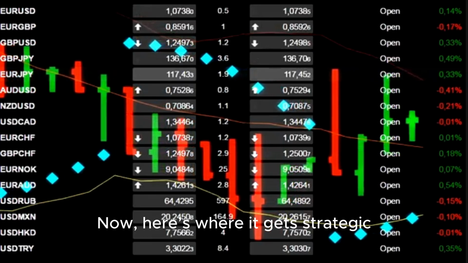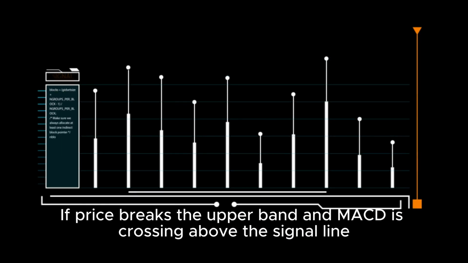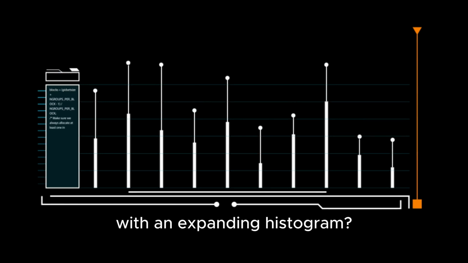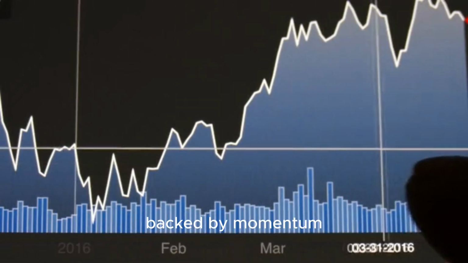Now, here's where it gets strategic. If price breaks the upper band and MACD is crossing above the signal line with an expanding histogram, that's a real breakout, backed by momentum.